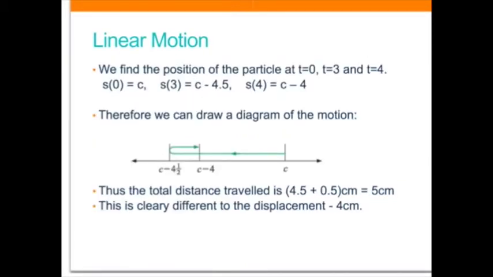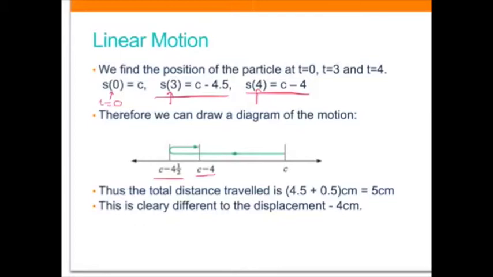Alright, so we find the position of the particle at t equals 0, t equals 3 and t equals 4. And therefore we can draw a diagram of its motion. So at s equals 0, all that you're left with is c. At s equals 3, if you were to sub 3 in, you'd end up with c take 4.5, and s4 is c take 4. So this is obviously at t equals 0, then you've got 3 seconds where it reverses, remember, and then you've got it at 4 seconds because we're trying to find the total distance travelled over 4 seconds.